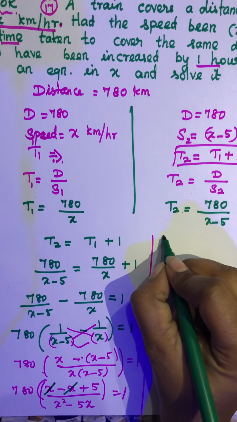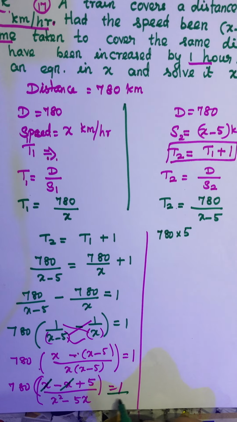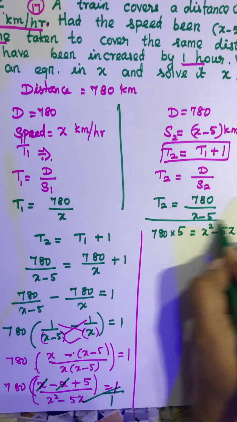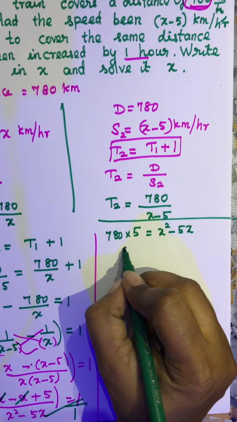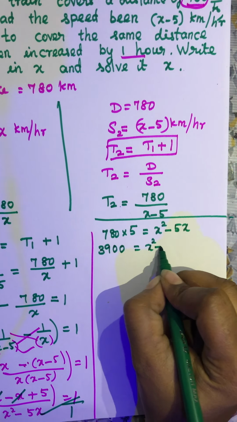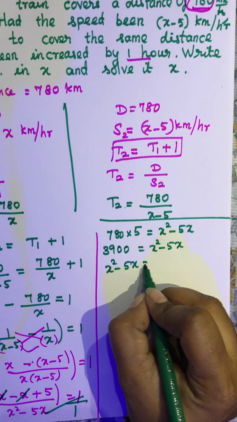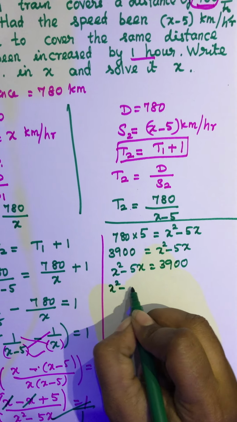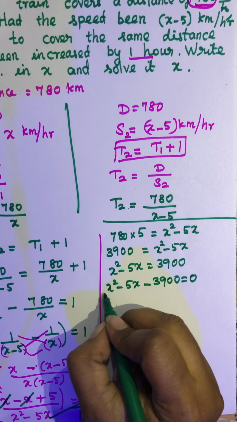See, so you got 780 into 5, and cross multiply again, equal to x square minus 5x. See this step. If you multiply you get 3900. So 3900 equal to x square minus 5x. You can just interchange the places: x square minus 5x equal to 3900. So this is x square minus 5x minus 3900 equal to 0.